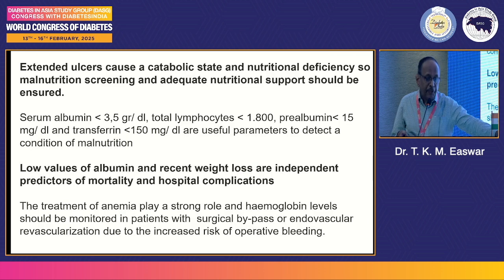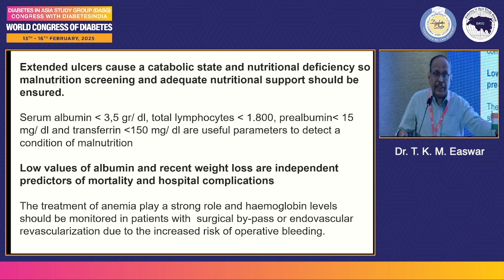Now the important thing which we fail to take care of is the nutrition and the anemia. So if the person is having an infected ulcer for a long duration of time, then there is a catabolic state and there is a nutritional deficiency. So malnutrition screening and nutritional support is very important. If the serum albumin is less than 3.5, if the total lymphocytes are less than 1800, if the pre-albumin is less than 15 or transferrin is less than 150, these are the parameters in your admitted patient to detect that malnutrition is present. Especially low albumin and weight loss, which is recent, if it is not treated, then complications and mortality are going to increase.